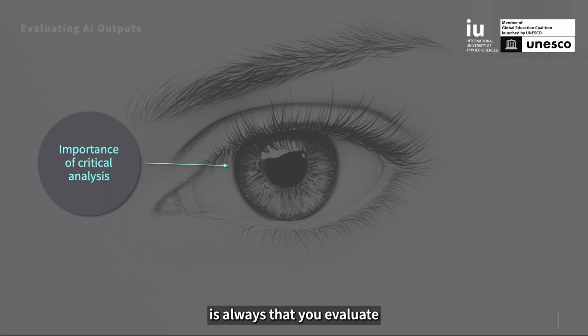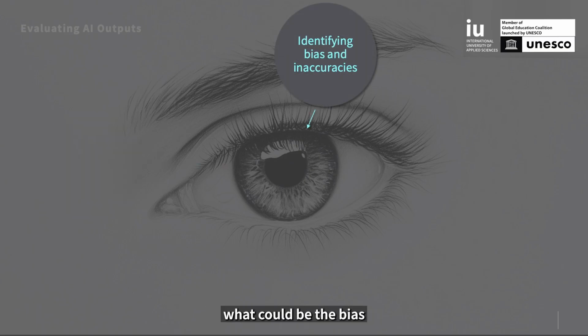What is important is always that you evaluate what the AI output is. So you have to create a critical analysis of what you have seen there. So don't believe what the outcome is. Just because it's an AI doesn't mean it is correct, it is existing, or whatsoever. So you have to identify what could be the bias or the inaccuracies in the content. What is missing? So this is what a human can do easily, and this is what is required.